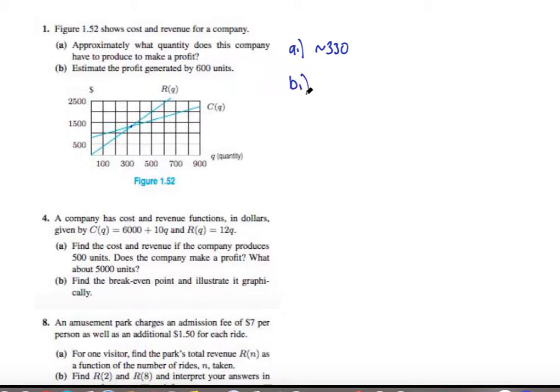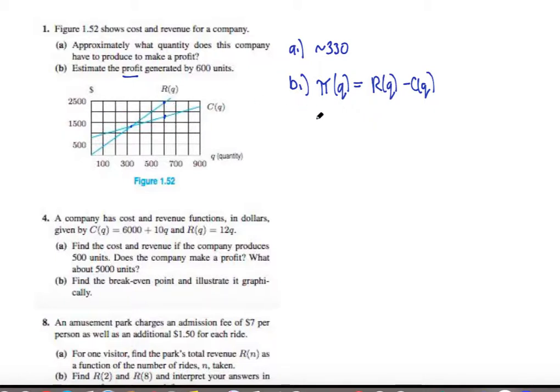So for B, again, I'm making an estimate. I want to know the profit generated by 600 units. So just a quick reminder that profit, as we described it as pi, is going to be the difference of revenue minus cost. So if we want 600 units, we want to find the difference between the functions at 600 units produced. So the difference here, well, let's assume that this revenue function is slightly below 2,500.